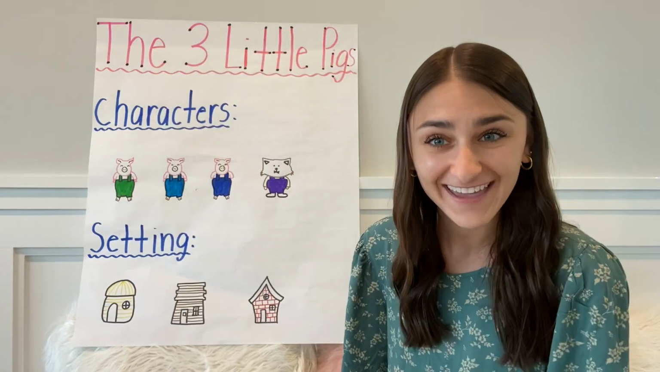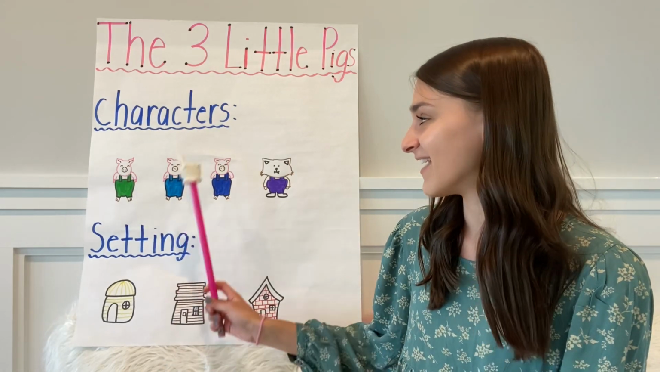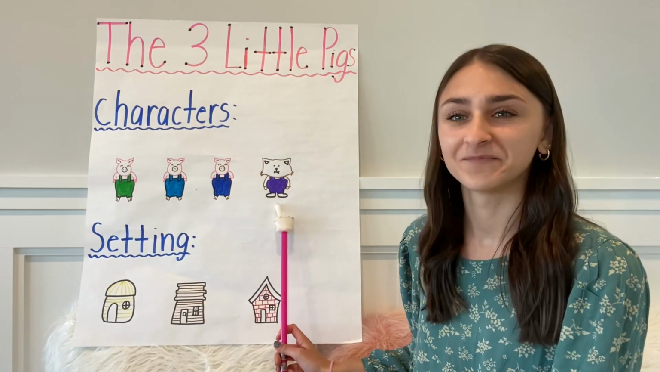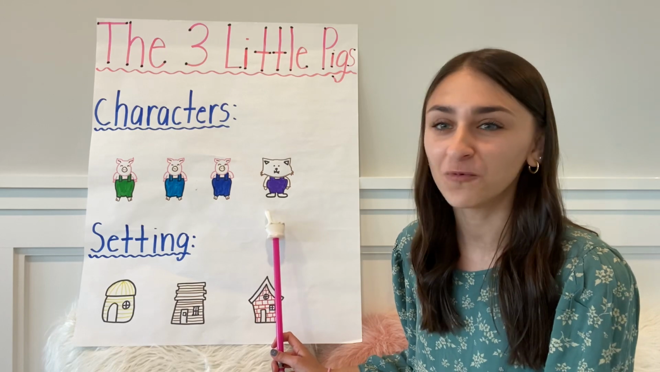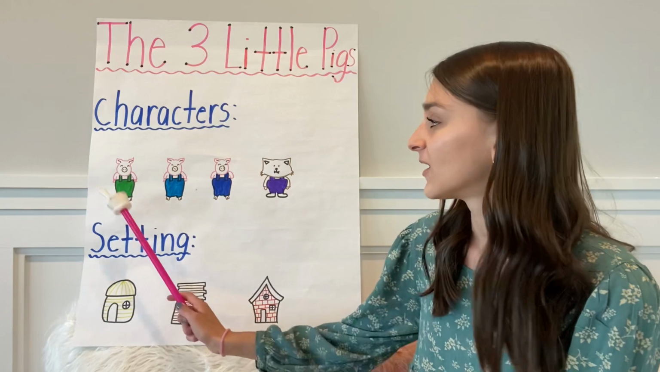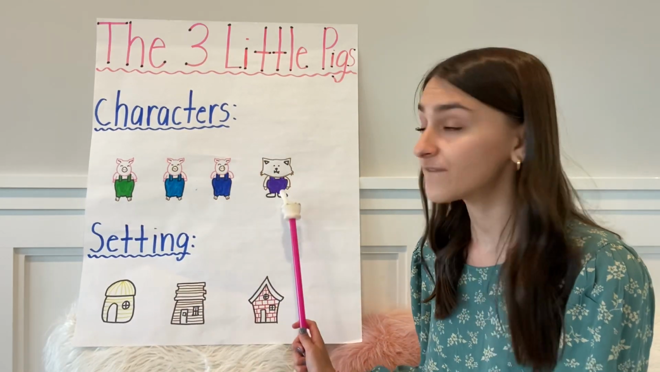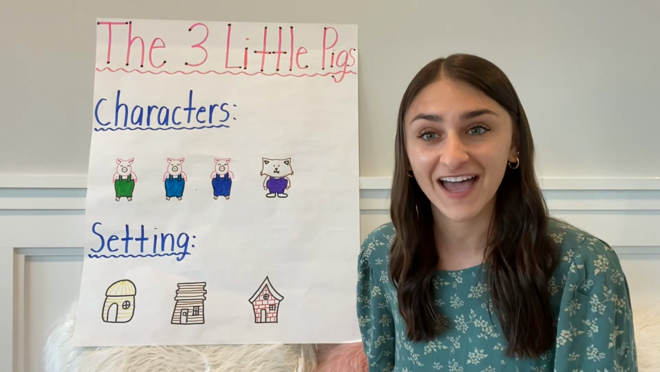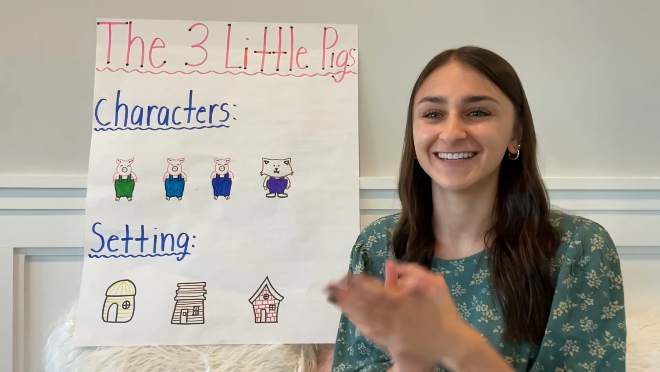The 3 little pigs. So I have the first little pig, the second little pig, and the 3rd little pig. And who else do we have over here? Who's this? The wolf, right? The wolf. So how many characters are in this story? Can we count them together? 1, 2, 3, 4. There are 4 characters, right? Can we clap 4 times? 1, 2, 3, 4. Nice job.